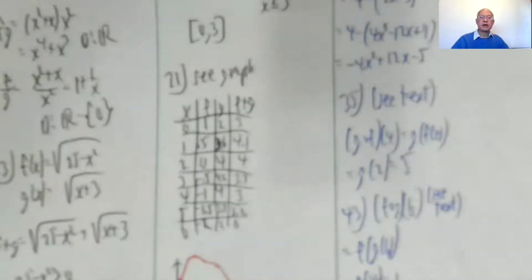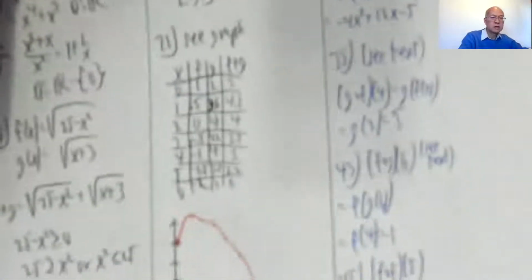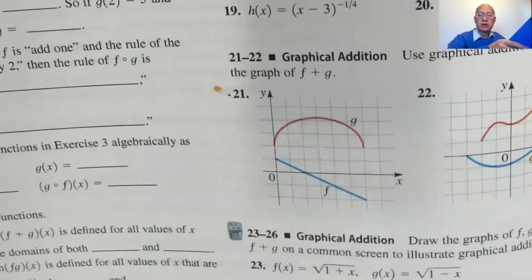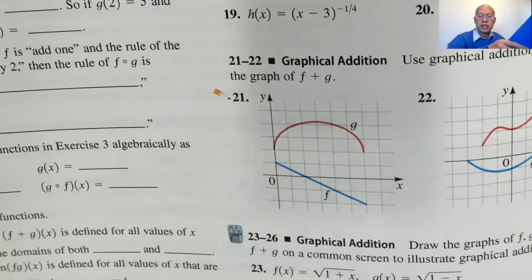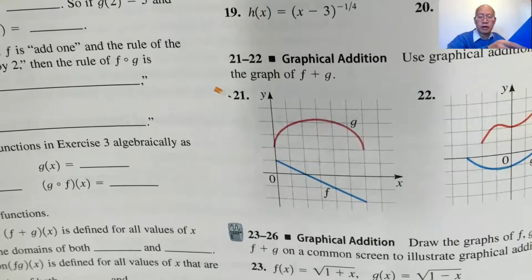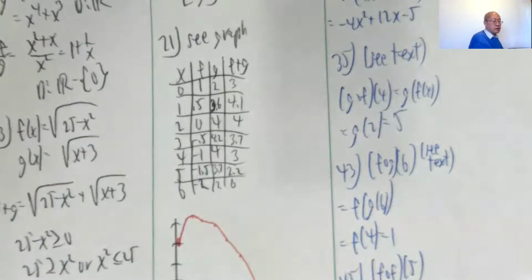In order to do 21, you have to see the graph. So 21, use graphical addition. So I just plotted some points. Unfortunately, I can't show you both at the same time, but you can just read off the graph together with what I have.